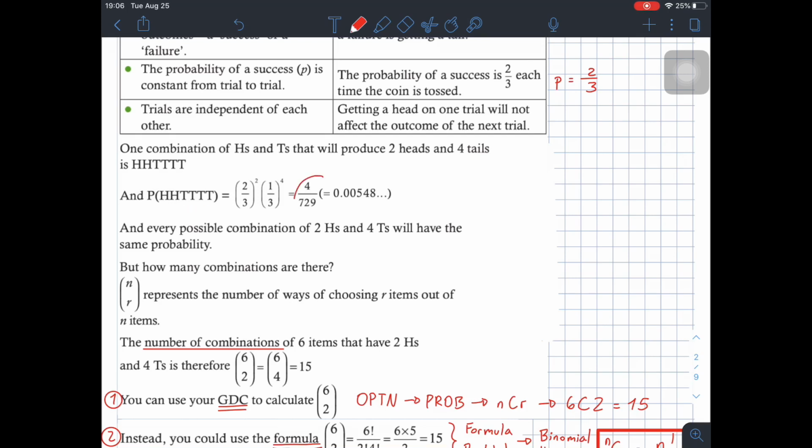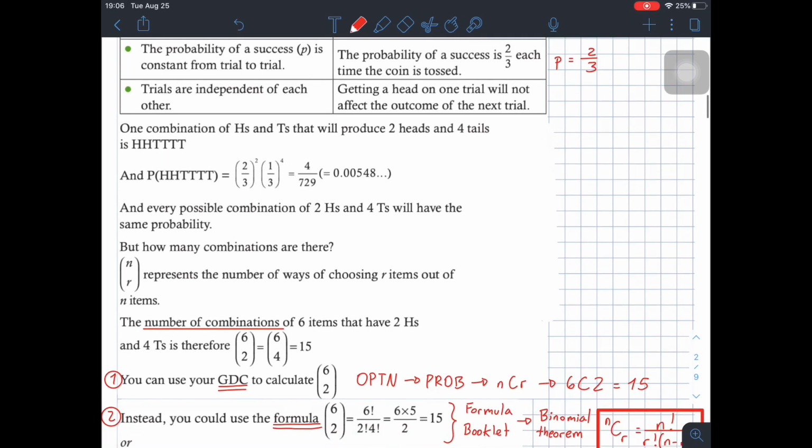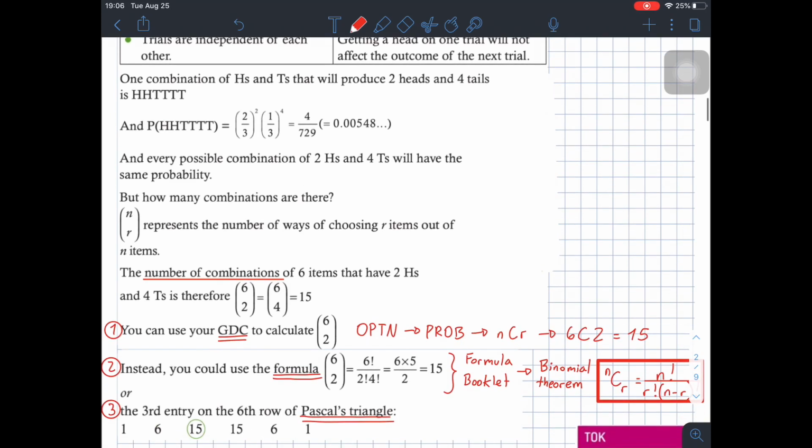So if we calculate this, we're going to get this value for the probability, but this is only one of the alternatives if we throw the coin 6 times and obtain 2 heads, right? So then it says, and every possible combination of 2 heads and 4 tails will have the same probability, right? So we need to determine how many combinations are there if we throw a coin 6 times, right? And obtain only 2 heads. But how many combinations are there?